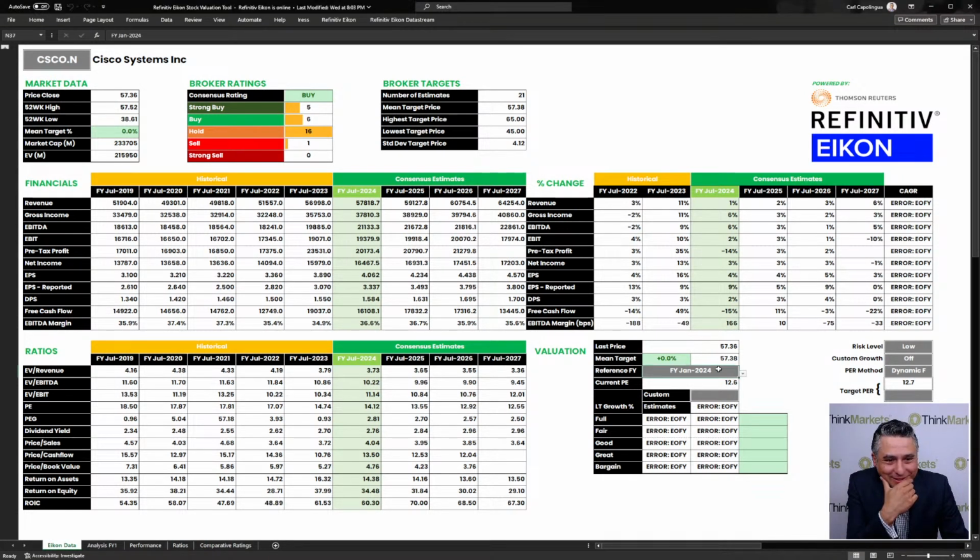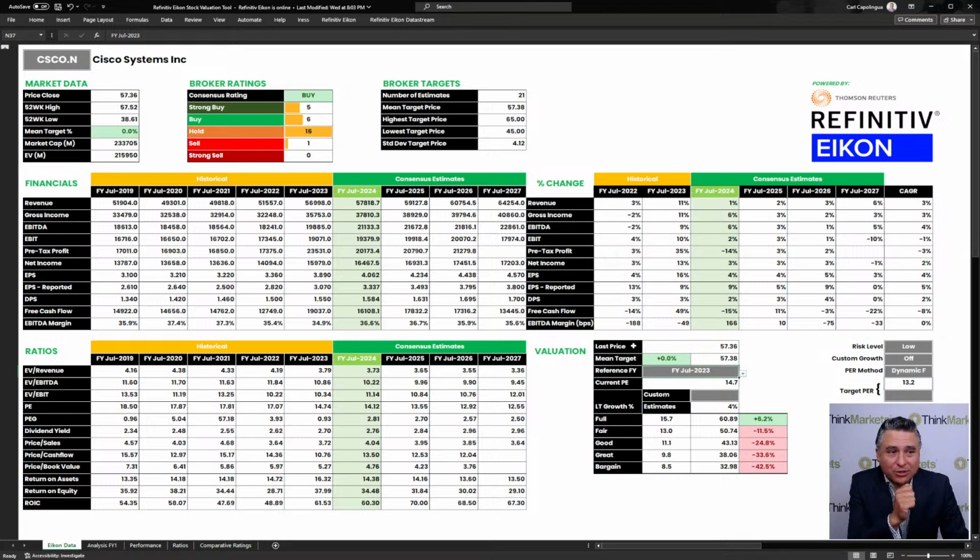We have to go here, and we're going to make sure the end of financial year date is correct. Not as well reviewed here by the brokers. So we've got 21 brokers, still plenty of brokers, and their average target is bang on where it closed last night. That's amazing. 57.38 versus 57.36. We do have 5 strong buys, 6 buys, 16 holds. That's interesting. And then 1 sell, probably the same seller as on NVIDIA.